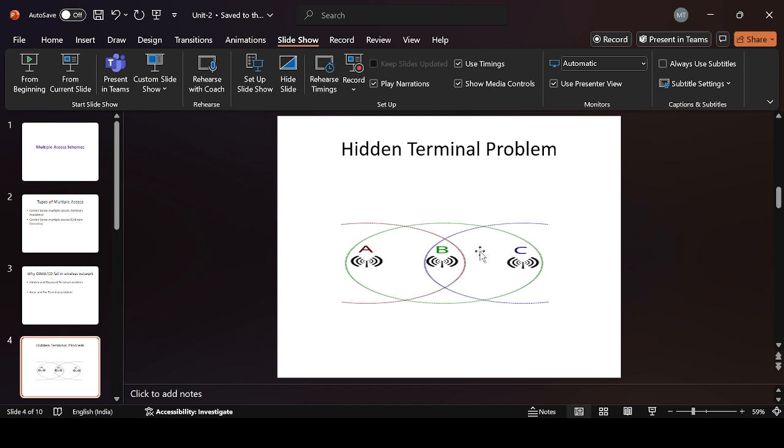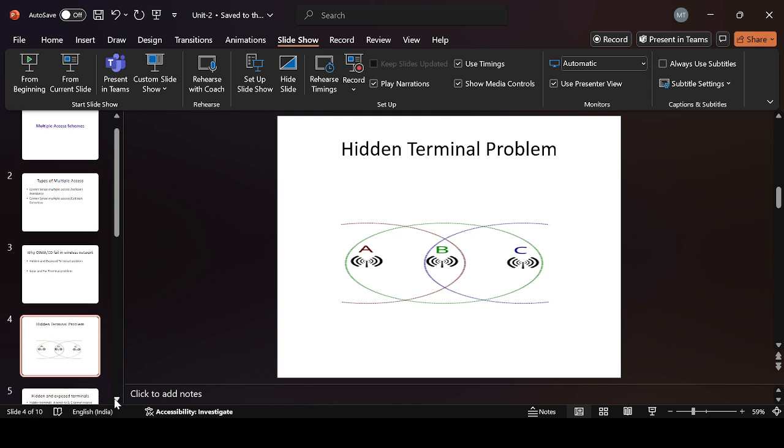When it senses the medium, it will find the medium to be busy since the transmission of A reaches B. Because some transmission is going on between A and B, C will understand that some transmission is going on and it will wait until the transmission is over. Once the transmission is over, C can start transmitting. Now you say that because this waiting time is a problem in this hidden terminal problem, A is a hidden terminal to C and C is a hidden terminal to A.